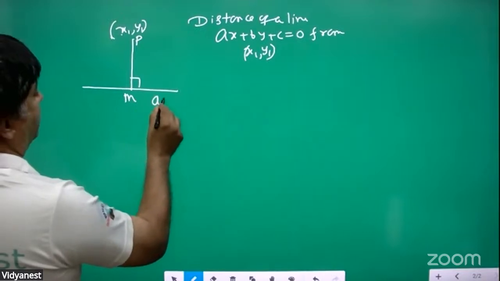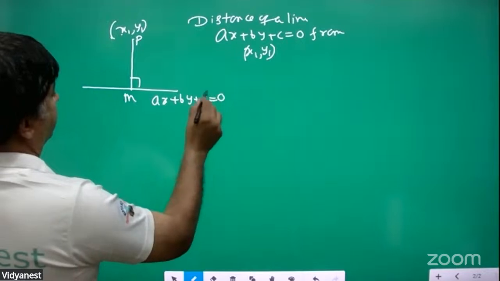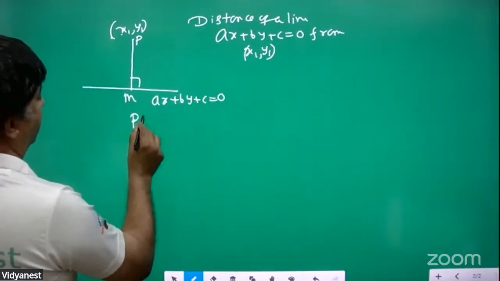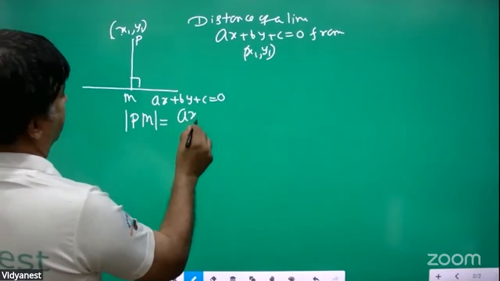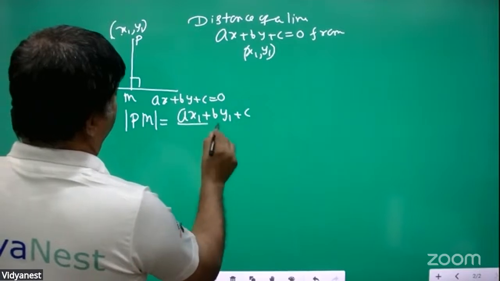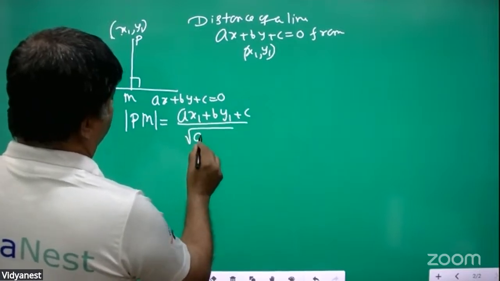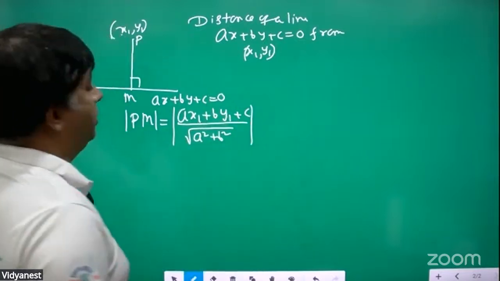If the line is ax plus by plus c is equal to 0, then perpendicular distance p is equal to mod of a x1 plus b y1 plus c by root over of a square plus b square. Okay.